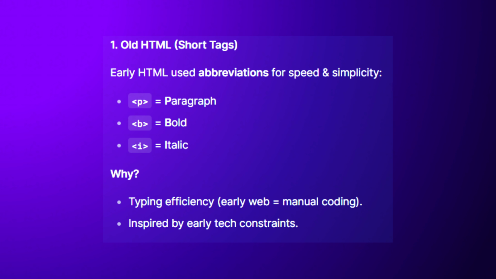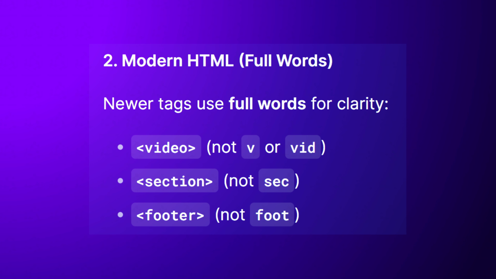We may have observed that a few of the elements are quite brief, looking more like small snippets of information rather than comprehensive entities, like P for a paragraph, B for bold text, or I for italic. In contrast, others can be much longer, especially newer ones like article or video. These longer tags are complete words in English. For instance, the tag is video, not simply V or vid. Similarly, we write section, not SSC, footer, not foot, and blockquote, not just BQ. So, what could be the reason behind this difference?